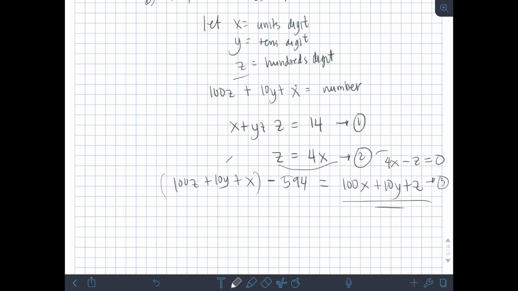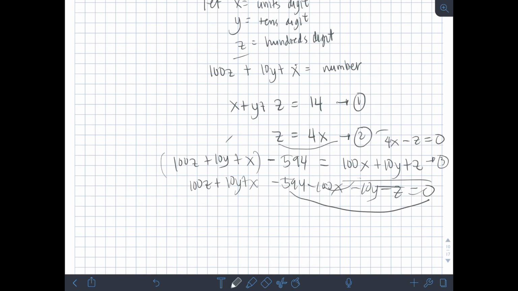And then let's also simplify this one. So 100z plus 10y plus x minus 594. Transpose the numbers here. So minus 100x minus 10y minus z is equal to 0. Or we can also transpose it here. So simplify first. 100z minus z is 99z. 10y minus 10y cancels. x minus 100x is negative 99x is equal to 594.